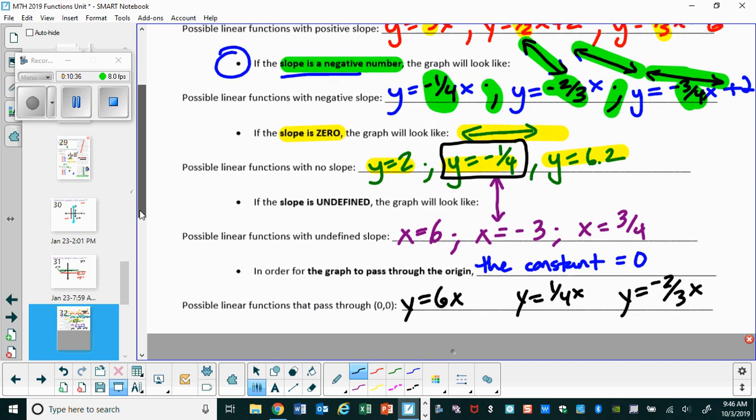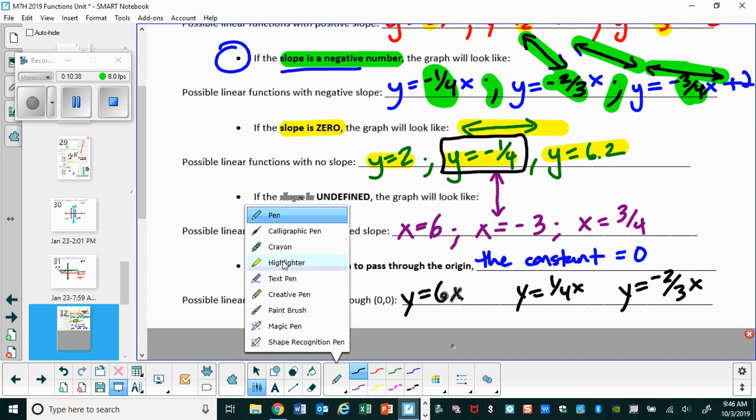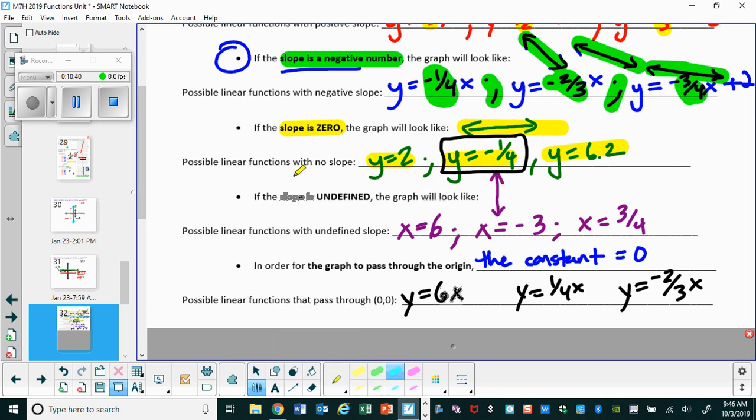All right, and last but not least, if we have a slope that is undefined, y'all, that's going to be the up-down one because we can't divide by 0. So this is the weird one, and the weird ones start with x equals just a number. Okay?